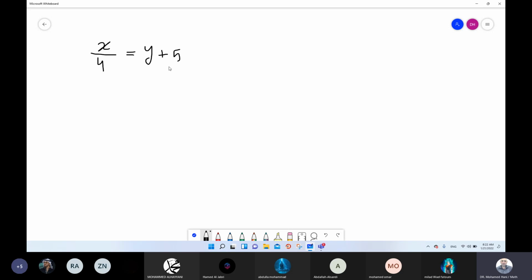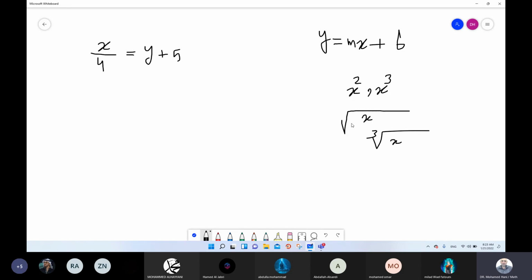Okay, the question here: determine whether each equation represents a linear or non-linear function, explain. Okay, always remember, if you can write the equation like y equal mx plus b, means you have linear equation. If you have squared or cubed, or any exponent other than one, means the equation is not linear. If you have square or cubed root, means you have non-linear. And if you have fraction but the denominator is a variable, means not linear.